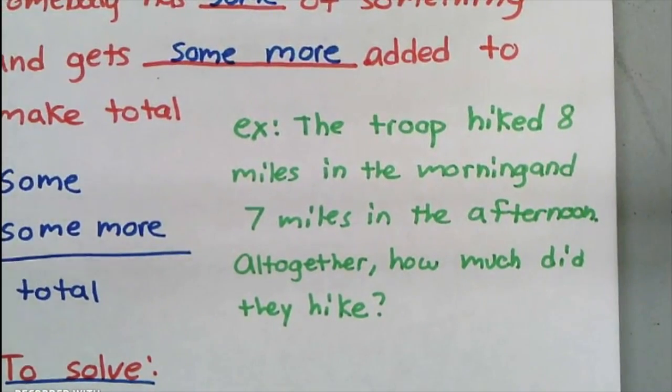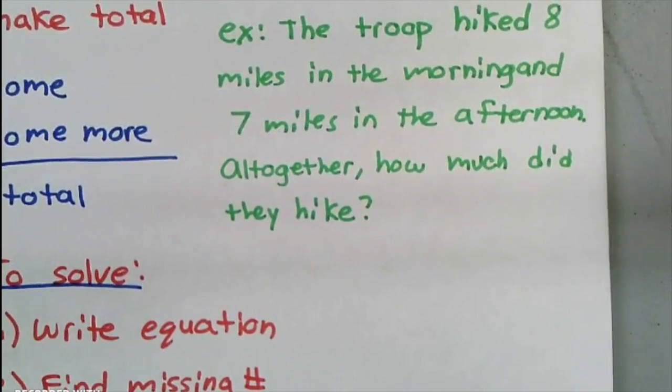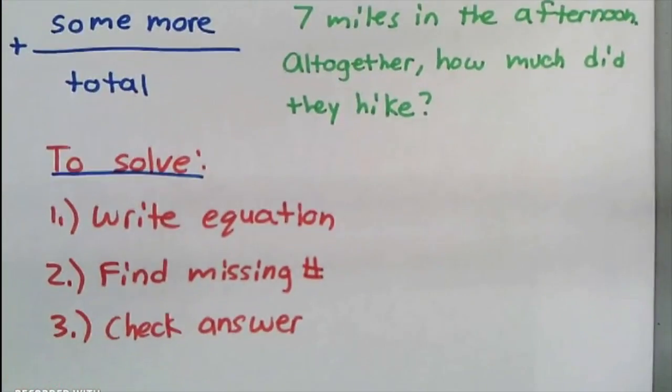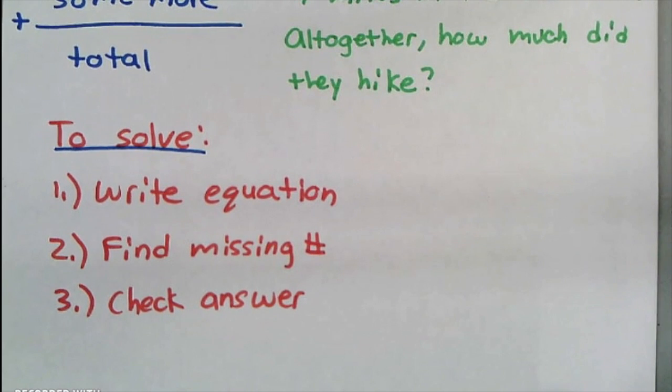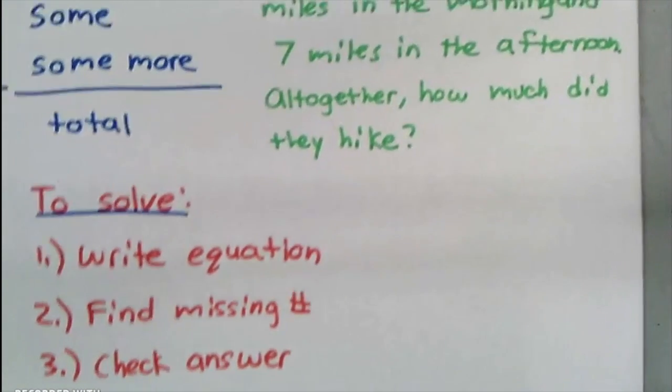Here's an example. The troop hiked 8 miles in the morning and 7 miles in the afternoon. Altogether, how much did they hike? We're going to solve this by following these 3 steps. We're going to write an equation, find the missing number, and check our answer.